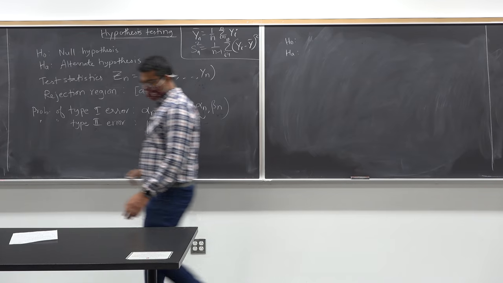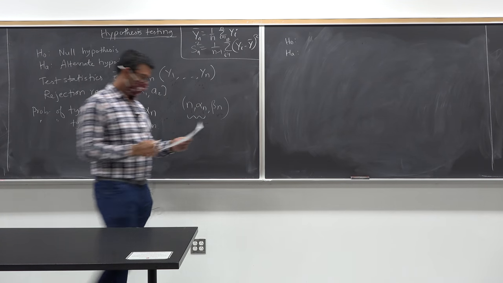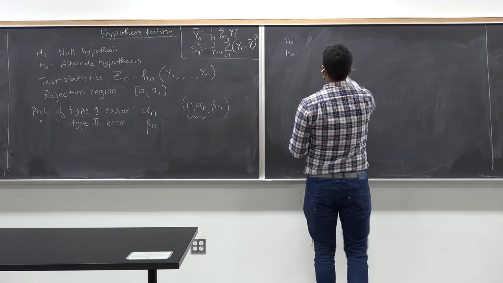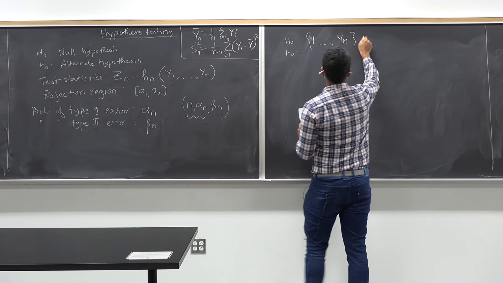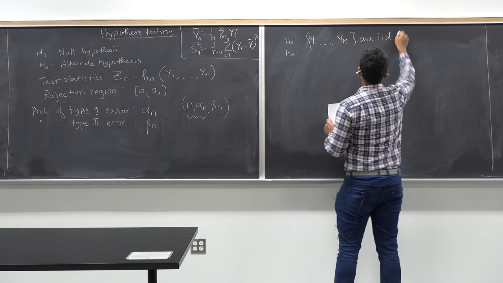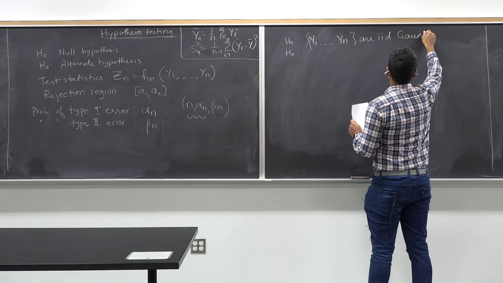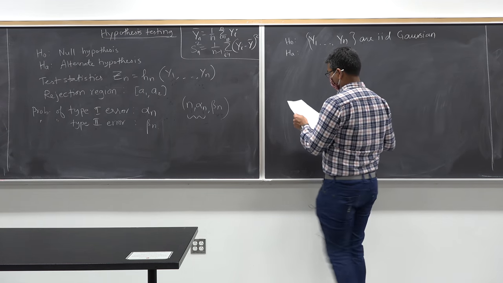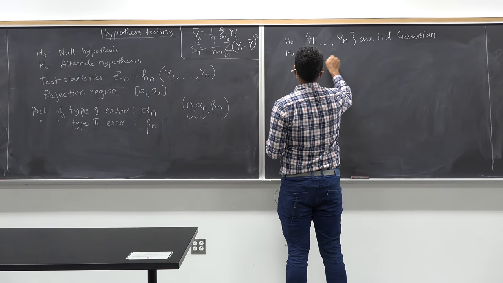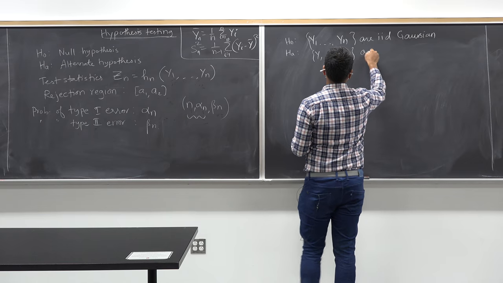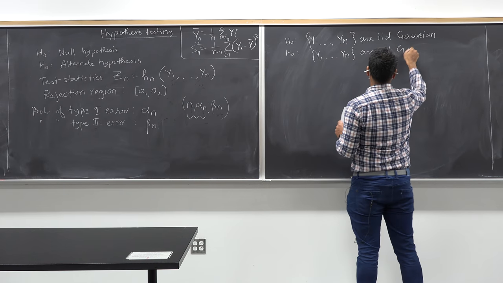So, H0 is Y1 to YN are IID Gaussian vector, and then HA is Y1 to YN are not Gaussian.